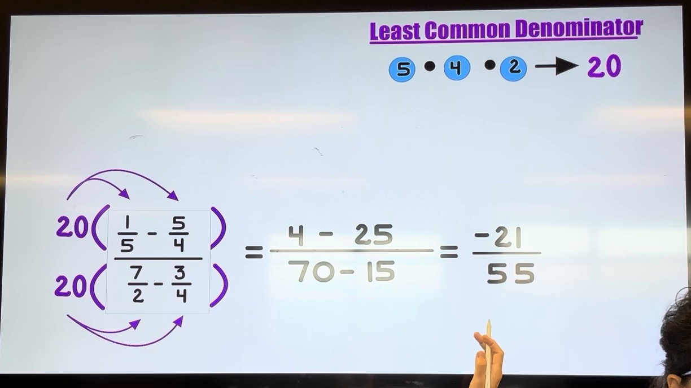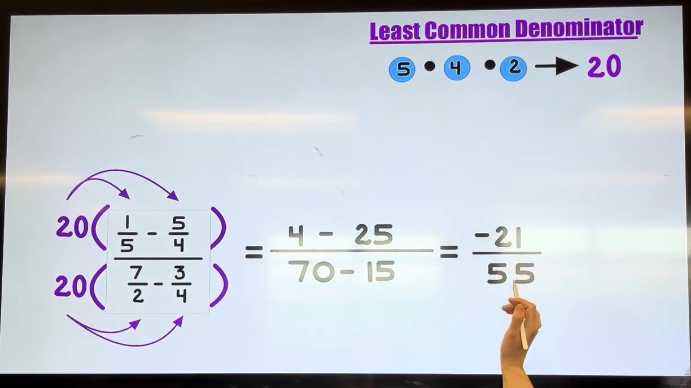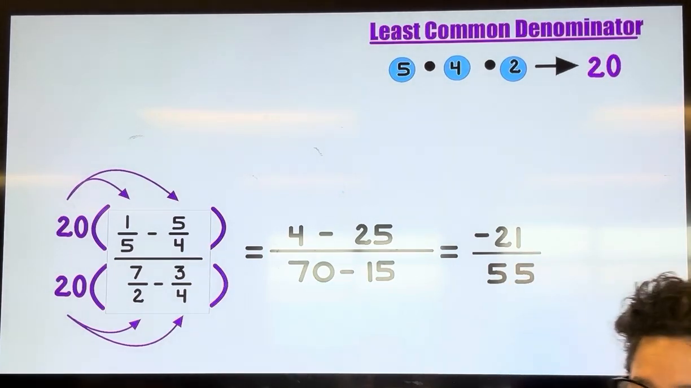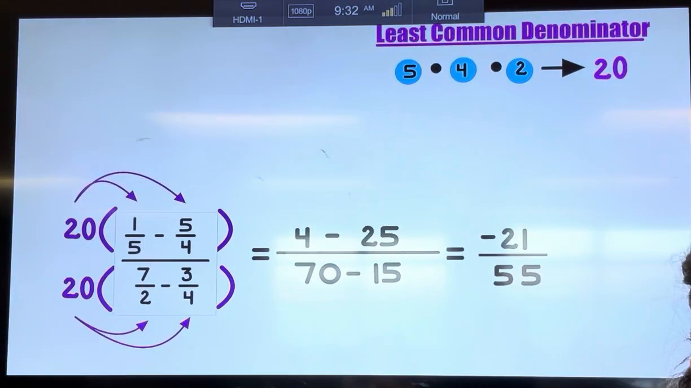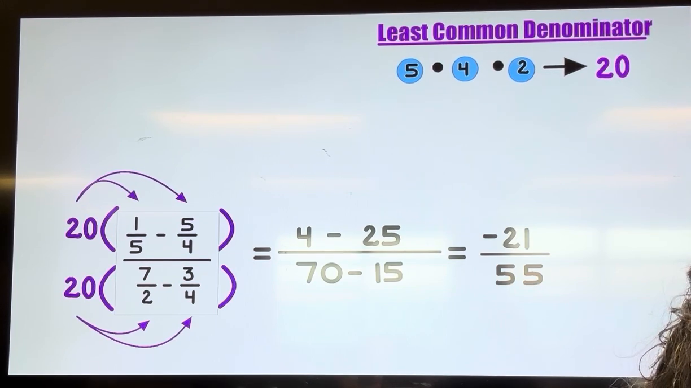And notice the fraction I got when I multiplied by the least common denominator, I got to the simplified version a little bit quicker. But finding the least common denominator is not always the fastest. So sometimes I just go with any number that they'll all fit into to multiply top and bottom by that number.